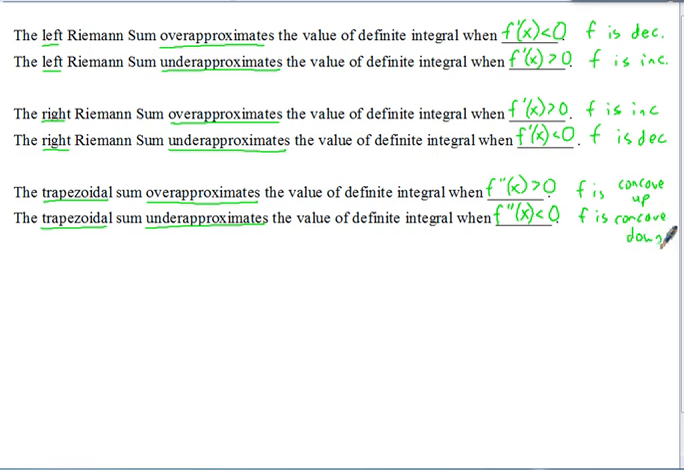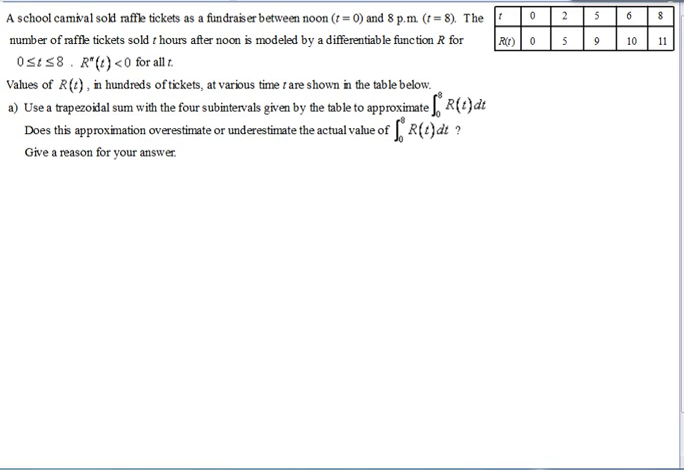So whenever you're asked to justify whether any of these three methods overestimate or underestimate the definite integral, for the left and right Riemann sum, it's based on the first derivative, whether the function is increasing or decreasing. But for the trapezoidal sum, it's based on the second derivative, whether the graph is concave up or concave down. All right, now let's take a look at some applied problems where you usually see these, where you have a table of values and you don't have the graph or the function itself.